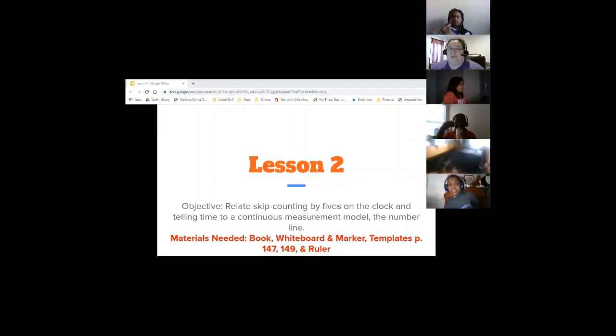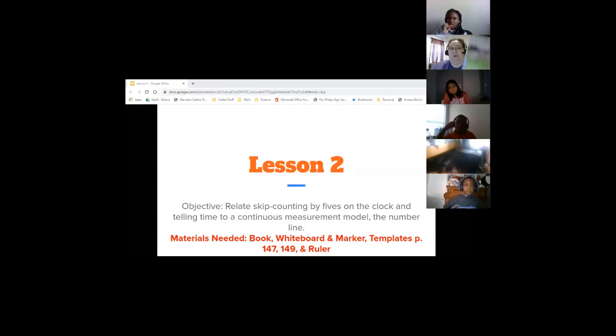Okay, scholars, so today we're going to start lesson 2. The objective for lesson 2 is to relate skip counting by fives on the clock and telling time to a continuous measurement model, the number line. So we're going to compare a number line and a clock, okay? You guys will see how they are related.